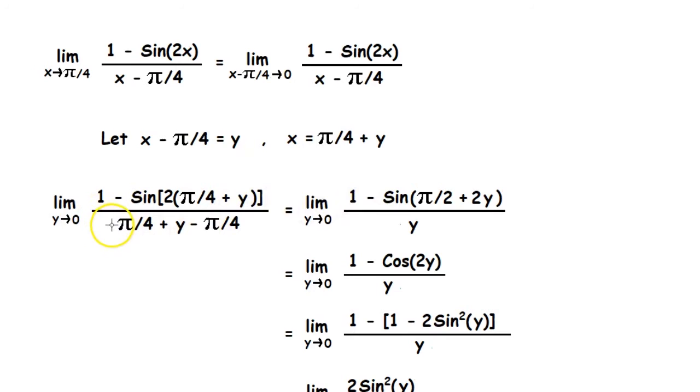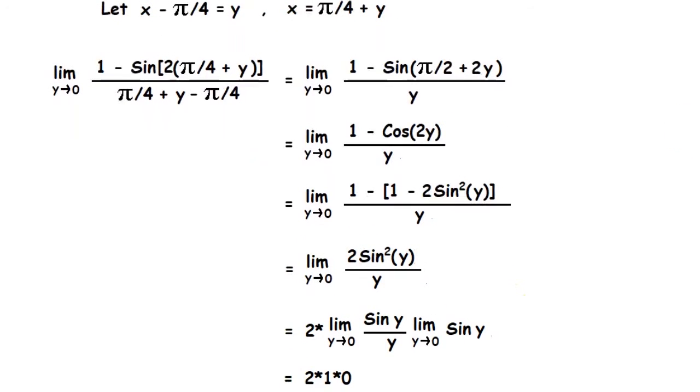Now we can simplify it. Here pi over 4 will cancel off this pi over 4, and when we multiply this 2 into this bracket, we get limit of 1 minus sine pi over 2 plus 2y divided by y. Now from trigonometry we know we can write sine 90 plus 2y will be equal to cos 2y. So this we learn in our trigonometry. So we can change this into 1 minus cos 2y divided by y.